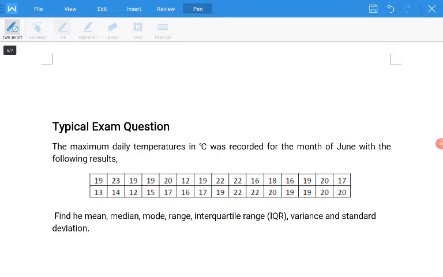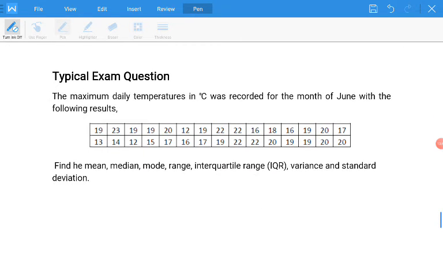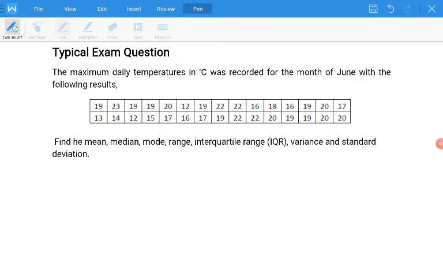Okay. So in this chapter, this is a typical exam question. The typical exam question that I have provided reads: the maximum daily temperatures in degrees Celsius were recorded for the month of June with the following results. Find the mean, median, mode.